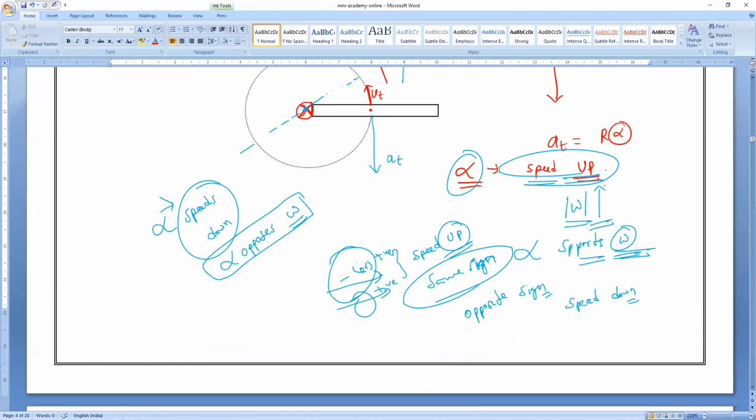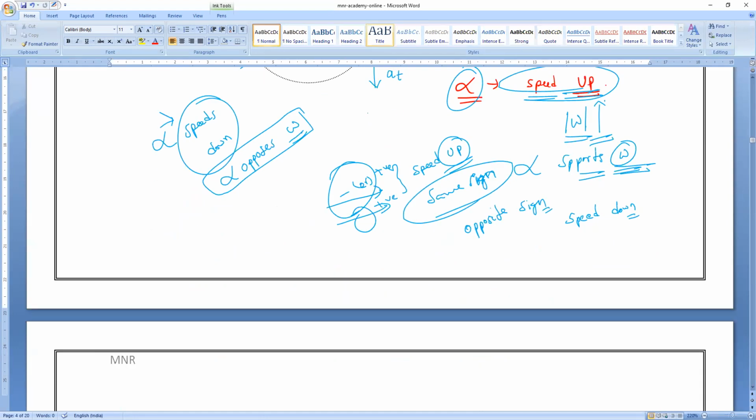So keep it in mind, if both are the same sign, it will speed up. If both are opposite sign, it will speed down. So let us solve one sum, and you will all understand. So it will be easy.